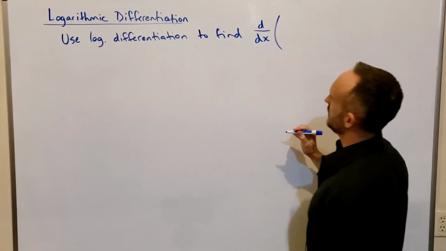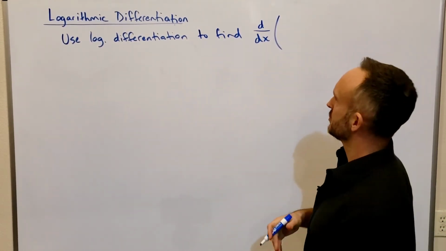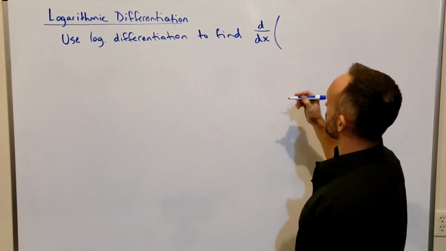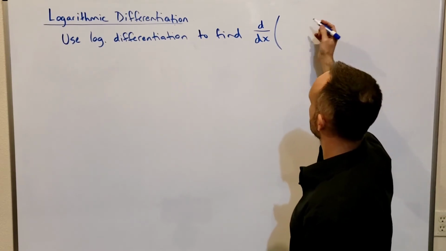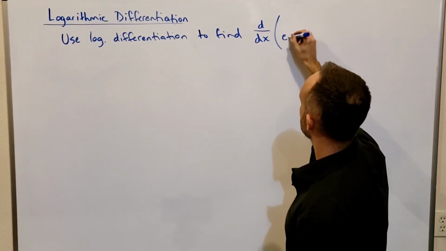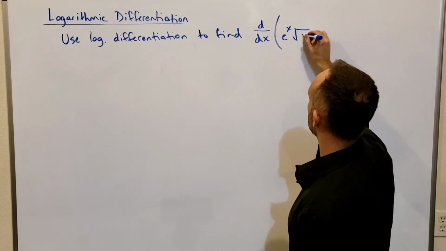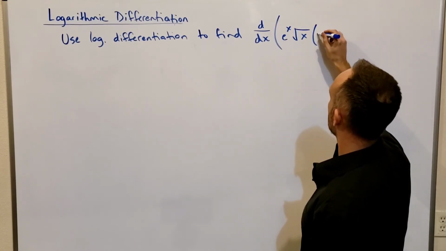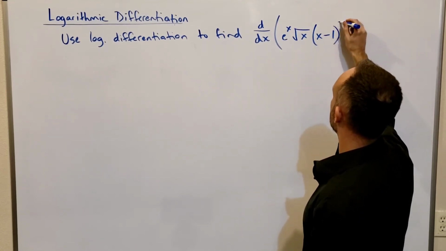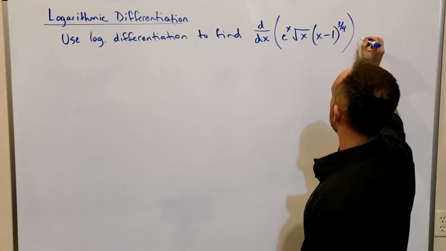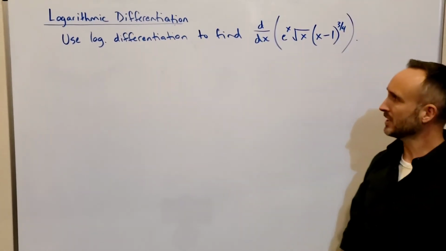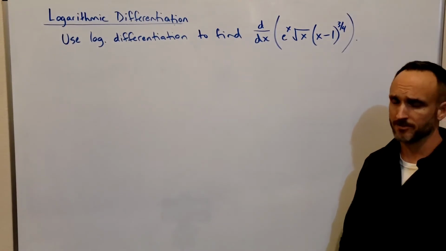of, and I'm using slightly different sentence structure and notation here now. So the derivative with respect to x of, let's say, e to the x times the square root of x times the quantity x minus 1 to the 3/4 power. Boy, that's nasty, right? But we want to find the derivative of this thing.